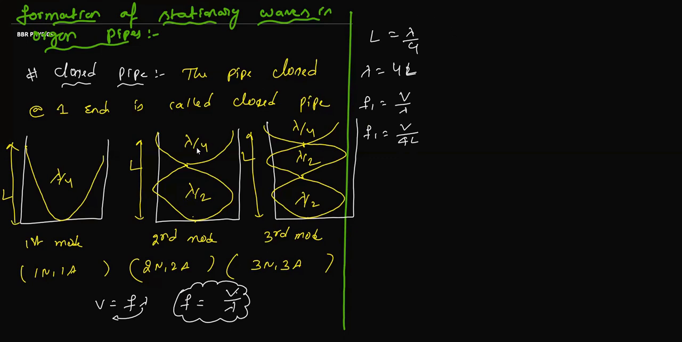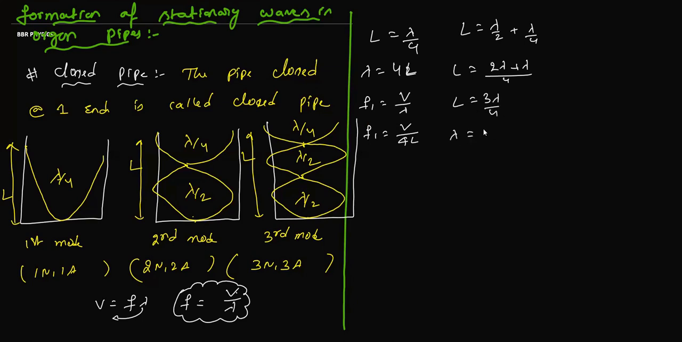Next case: we have lambda by 2 plus lambda by 4, and we're going to add these. This is balanced with the length L. Therefore, L equals lambda by 2 plus lambda by 4, so L equals 3 lambda by 4.